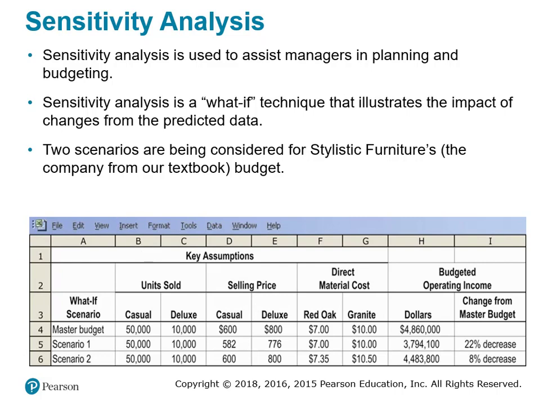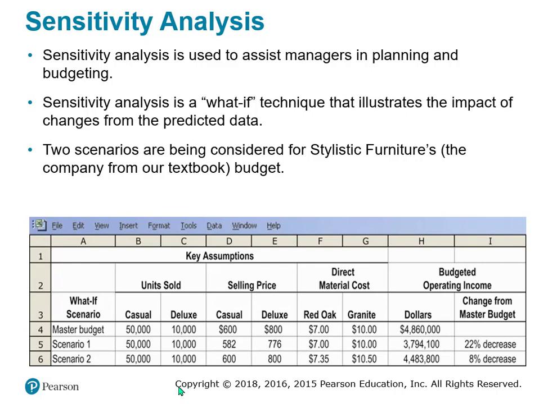So as we learned from the table shown here, the master budget assumes a particular mix of product sales, selling price, and material costs, with resulting budgeted operating income. In scenario 1, a what-if looks at an alternative. The price has been reduced with no offsetting decrease in direct material cost or increase in units sold. This results in a 22% decrease in budgeted operating income.